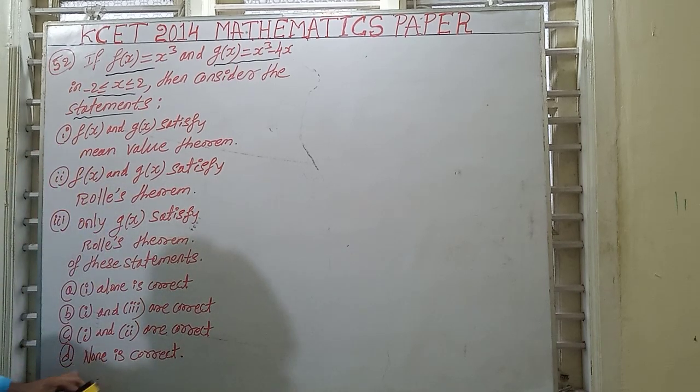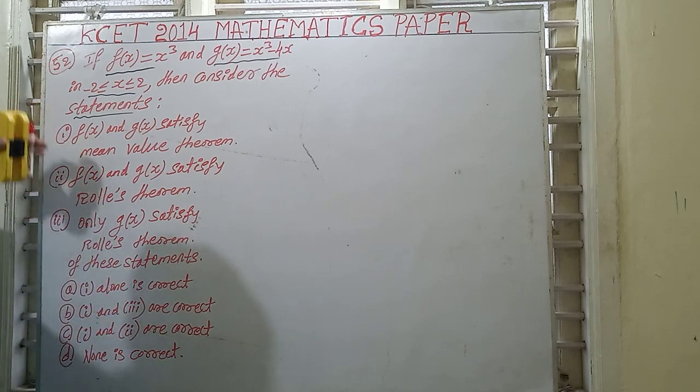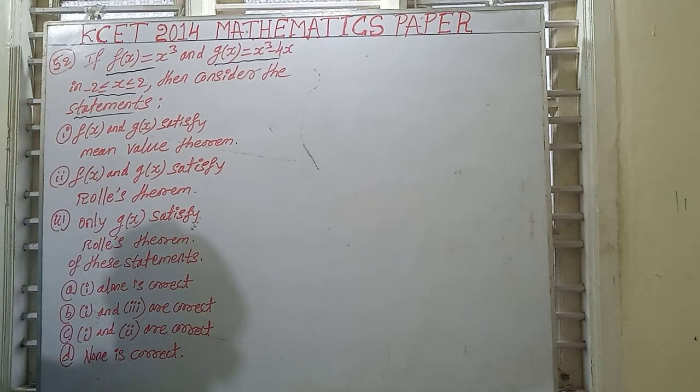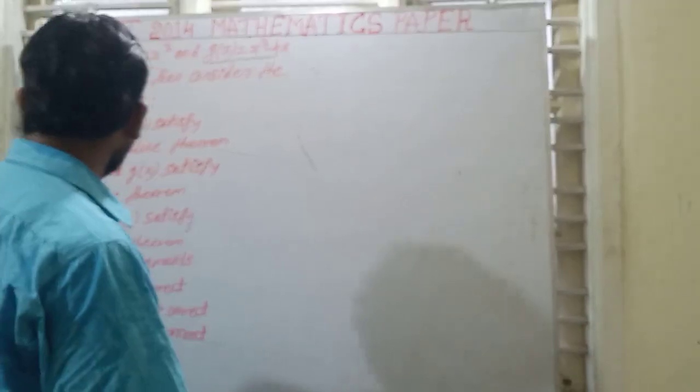D, what is there? None is correct. All the above three statements are not correct, says this option D. Okay. So, we find the solution of this problem.